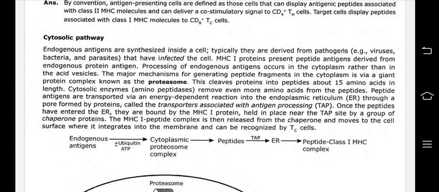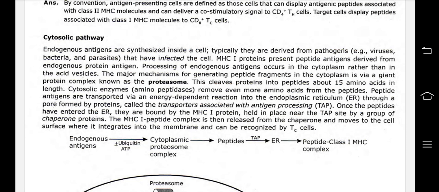So cytosolic enzymes, aminopeptidases, remove even more amino acids from the peptides. Peptide antigens are transported by an energy-dependent reaction into the endoplasmic reticulum through a pore formed by proteins called the transporters associated with antigen processing, TAP. Once the peptides have entered the ER, they are bound by the MHC1 protein, held in place near the TAP site by a group of chaperone proteins. The MHC1 peptide complex is then released from the chaperone and moved to the cell surface, where it integrates into the membrane and can be recognized by TC cells.